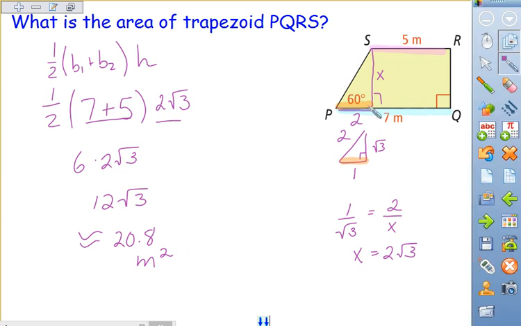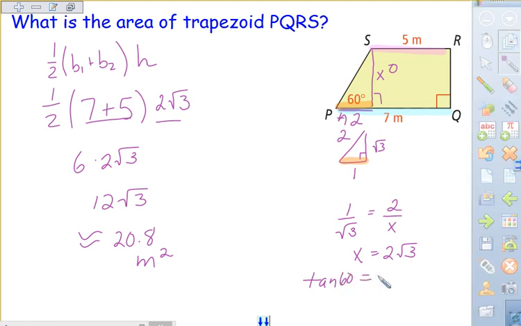You also could have used SOHCAHTOA, where you have opposite and adjacent, so you would have had the tangent of 60 equals opposite x over adjacent 2. So on your calculators, if you do 2 times the tangent of 60, you would have gotten an approximation of 2 roots of 3. That means it would have been a decimal.